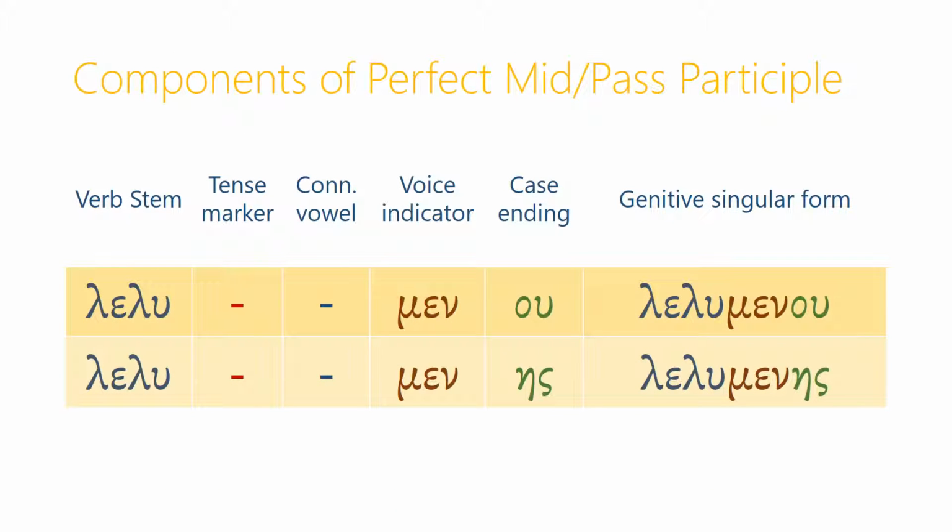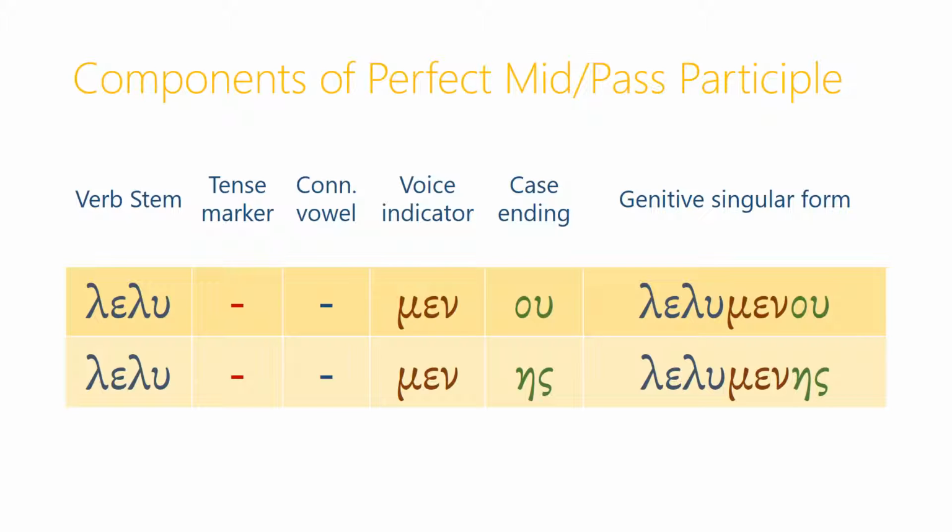The components of a perfect middle passive participle are actually quite simple. We begin again with the perfect verb stem, which usually involves reduplication, but there's no tense marker in the middle and passive and no connecting vowel. We go directly to the voice indicator men and then add on the case ending. So the only components that actually show up in these perfect middle passive participles are the verb stem, the voice indicator, and the case ending.